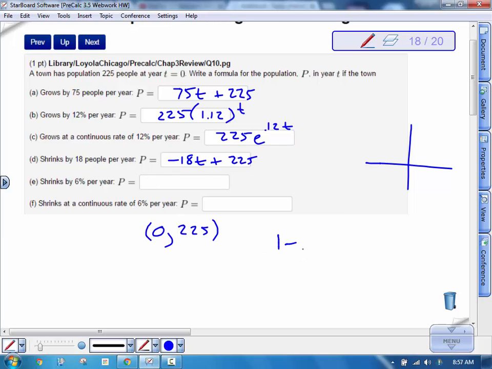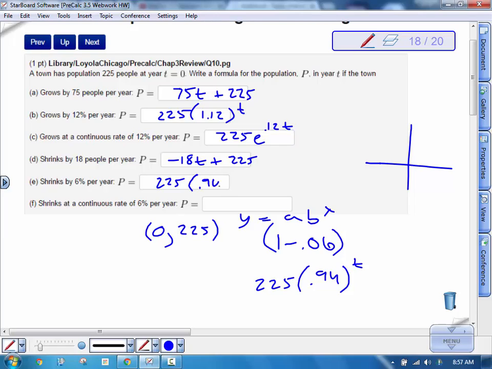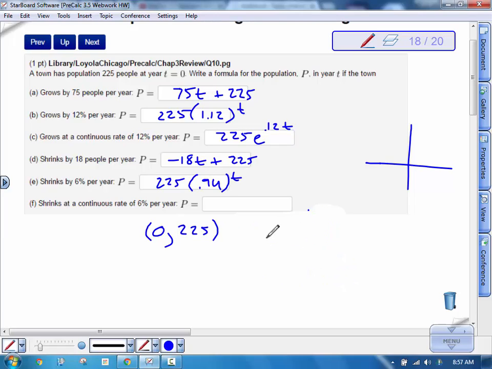And if it shrinks by 6% of people, that's 1 minus 0.06 for the growth rate in y equals ab to the x, because that's exponential. So the starting amount for a is 225. 1 minus 0.06 is 0.94, to the t. So that would go in right here. If we're shrinking by 6% of people each year, we're really maintaining 94% of the population every year.